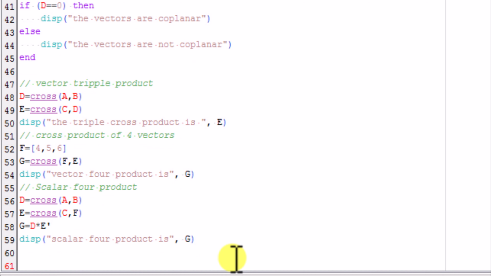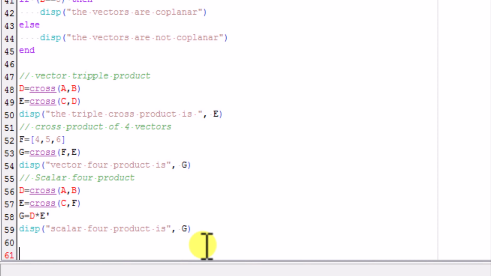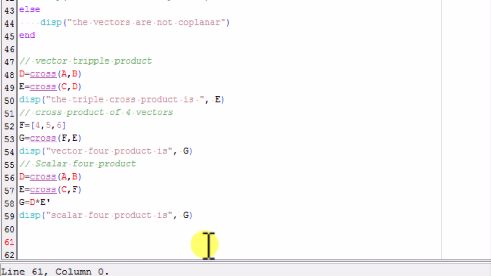Now let us come to the next topic, which is the last one: vector using polar coordinates. Till now I have defined the vector using Cartesian coordinates with the help of a row matrix. A is equal to 1 2 3 within square brackets separated by commas gives me a vector in Scilab. Generally in Scilab we define vectors using matrices. Now if I am given r and theta, which are the polar coordinates, how can I get the vector?